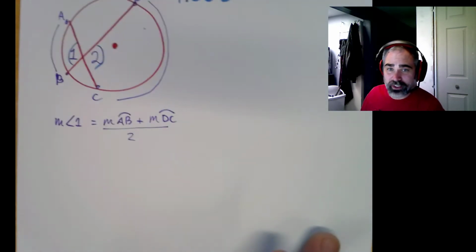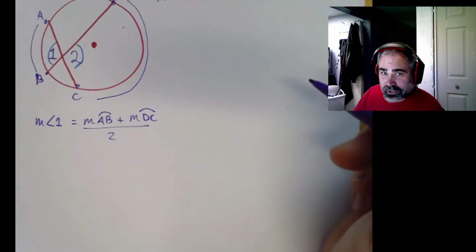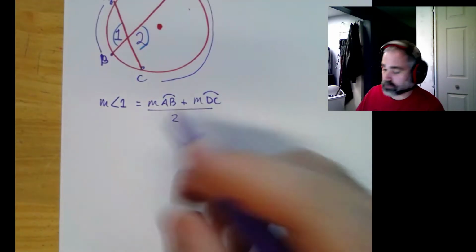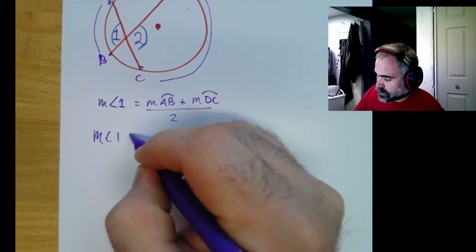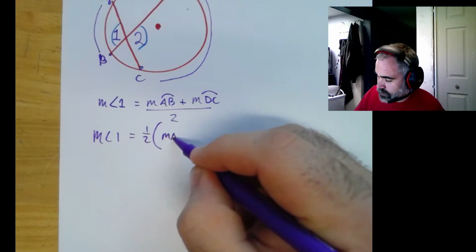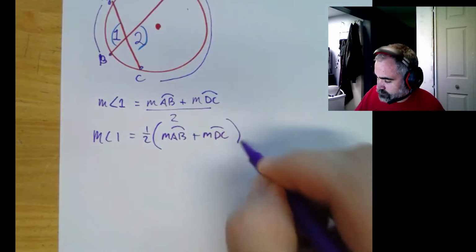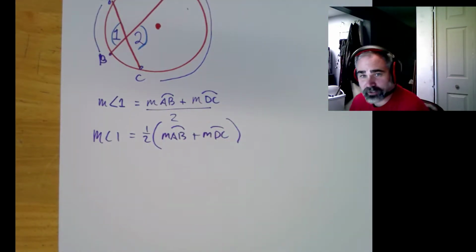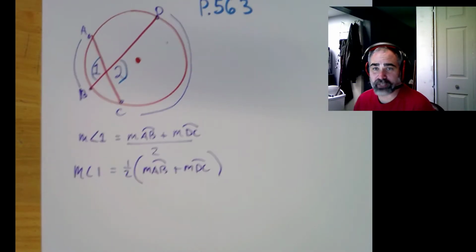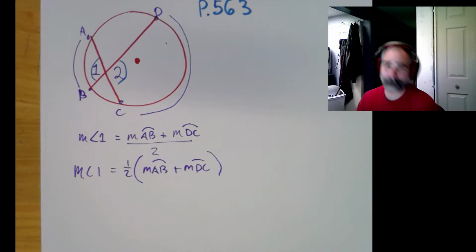Another way that you'll see this written in some textbooks is, and this is the way that Big Ideas actually writes it, it's the same thing, it's just written differently. The measure of angle 1 is equal to 1/2 times the measure of AB plus the measure of DC. Again, dividing by 2 and multiplying by 1/2 are the same thing. So all you have to do is actually average them.